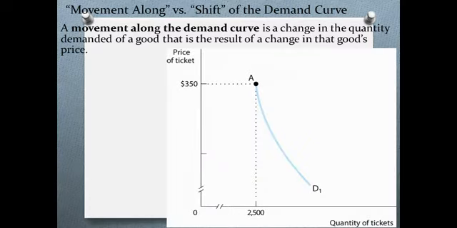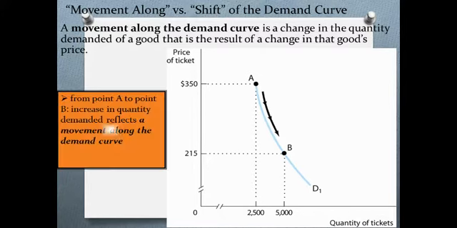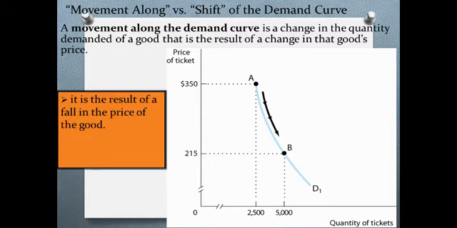All right, so we see, this is the start of our graph. We've moved from A to B, that is a movement. From point A to B is an increase in quantity demanded. This reflects a movement along the demand curve. It is a result of the fall in the price of a good. You see, we started at $350 and people wanted 2,500. Then we go to $215 and all of a sudden people want double that. They want 5,000 because the price dropped. Okay, there's a change in the quantity demanded.